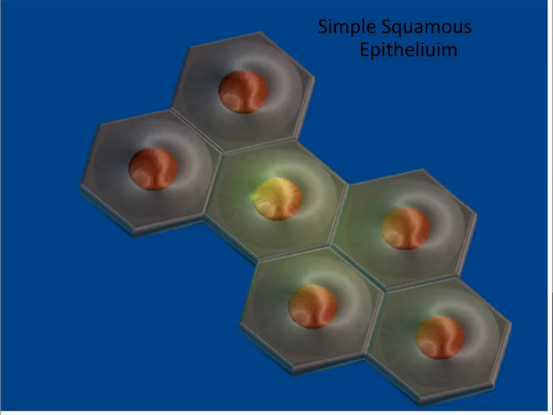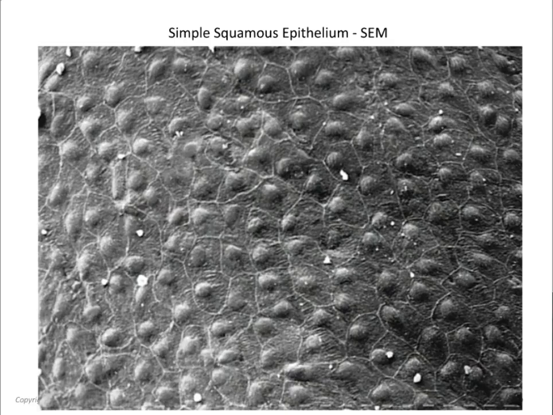Here is simple squamous epithelium. This is again a diagrammatic view of simple squamous epithelium. All the cells are in close contact with each other. Centrally there is a nucleus located and the cytoplasm bulging, and they are very flat. This is how they look under scanning electron micrograph. All this bulging is because of the nucleus, and these are the boundaries of that cell. So this entire sheet of cells is called simple squamous epithelium.